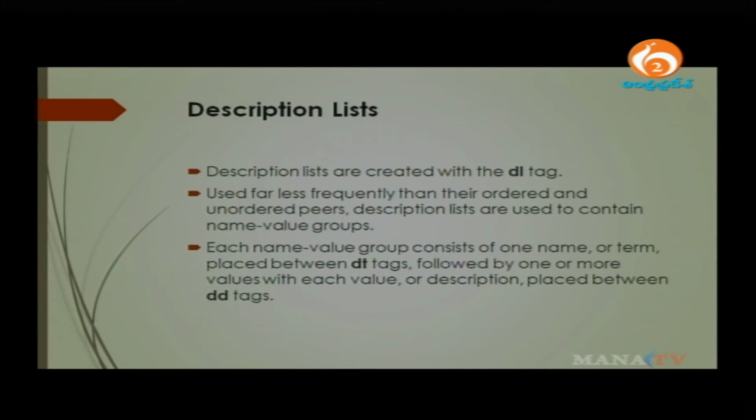So, another type of list is the description list. Description lists are created with the DL tag. There is a tag for description list, which is DL. I mean DL is the acronym or abbreviation for description list, and it is used less frequently than its ordered and unordered peers. That means ordered lists and unordered lists we will be using more frequently, but description lists somewhat less frequently in the development of web pages.